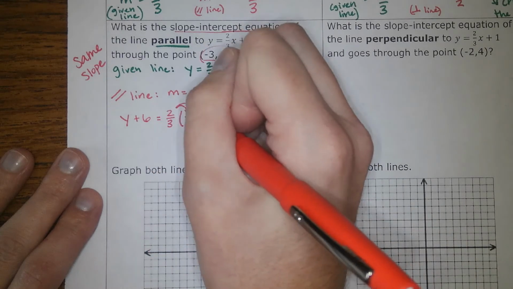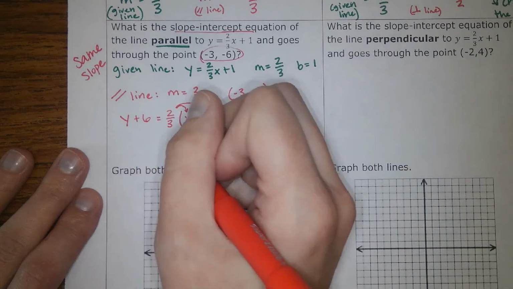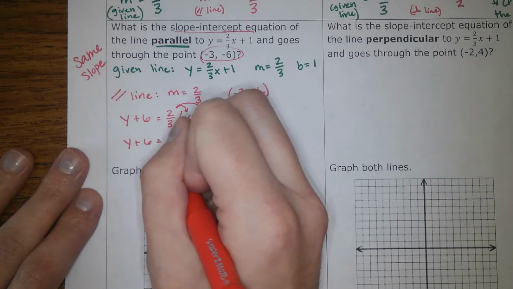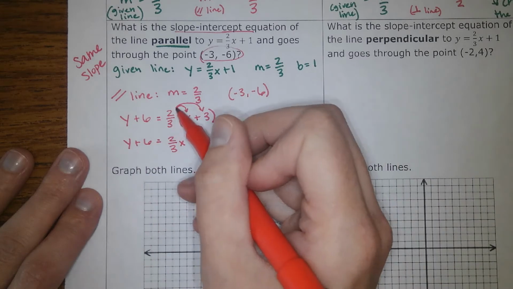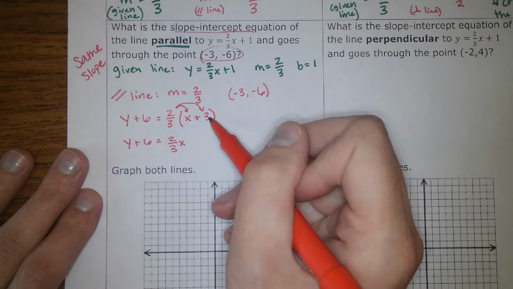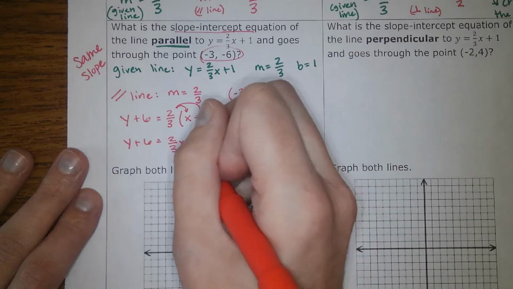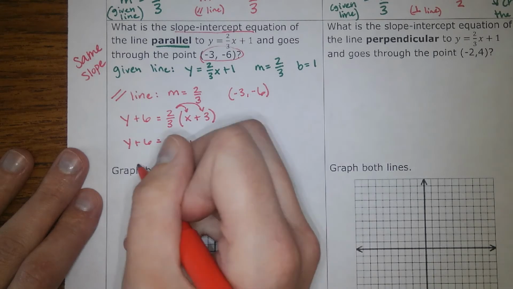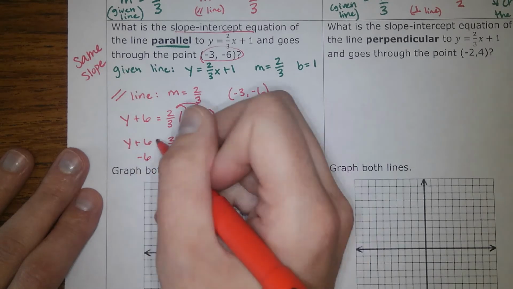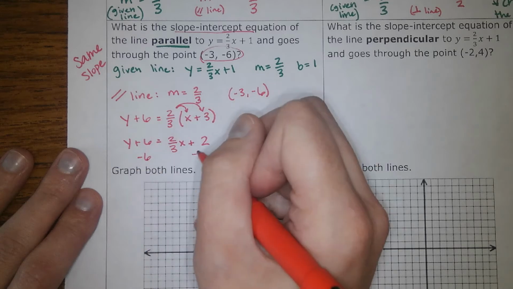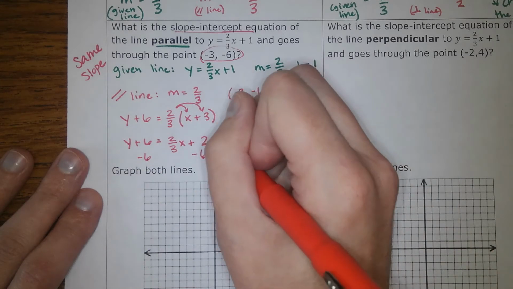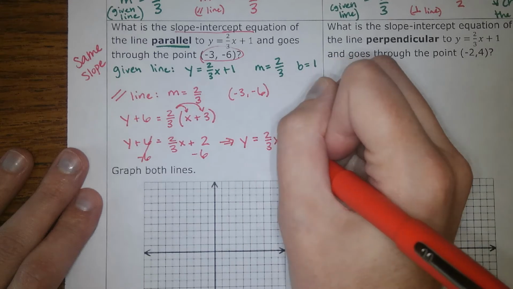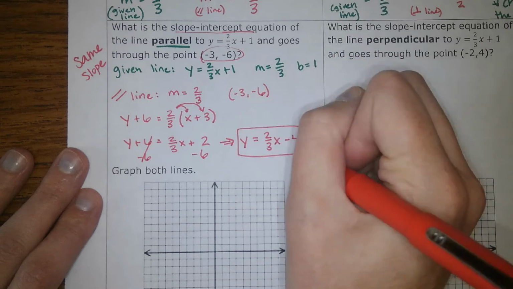So we go times 2/3, and we get y plus 6, that doesn't change, equals 2/3 x, 2/3 times x, then 2/3 times 3 would give me 6/3, which would reduce down to just 2. So we get y plus 6 equals 2/3 x plus 2. And the final thing we have to do here is get rid of our 6, so we're going to subtract 6 from both sides. So we are left with y equals 2/3 x minus 4. So this is our new equation.